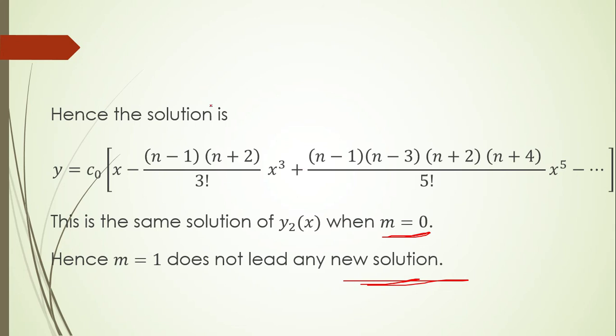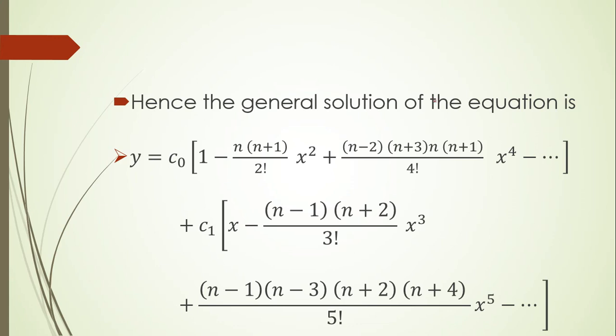So hence the general solution of the equation is y is equal to c0 into 1 minus n into (n plus 1) upon 2 factorial into x squared plus (n minus 2) into n into (n plus 1) into (n plus 3) upon 4 factorial into x raised to 4 minus up to infinite, plus c1 into x minus (n minus 1) into (n plus 2) upon 3 factorial into x cube plus (n minus 1) into (n minus 3) into (n plus 2) into (n plus 4) upon 5 factorial x raised to 5 minus up to infinite.